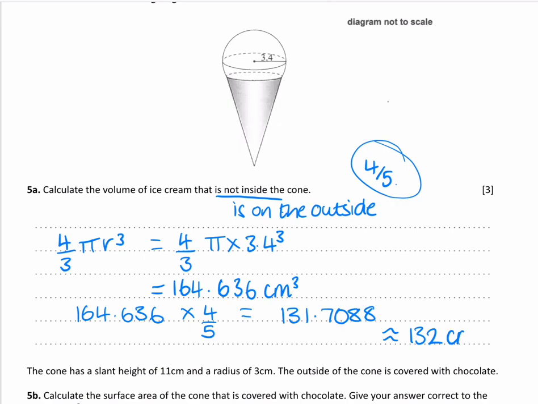132 centimeters cubed. So for this one, there is 1 mark for using the correct formula and substituting correctly. There is 1 for your full answer of the cone. And then there's 1 for your correctly rounded 3 significant figures final answer.